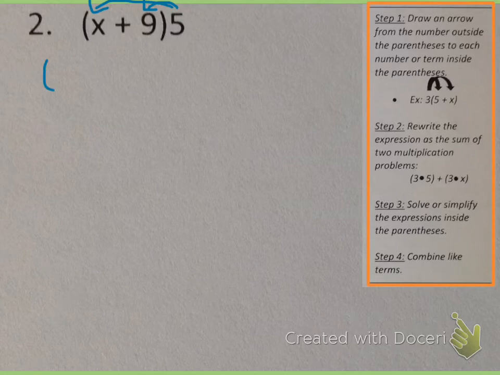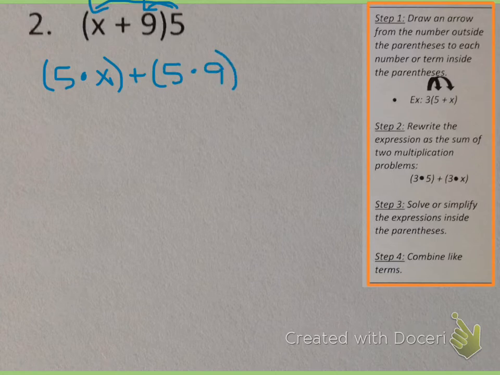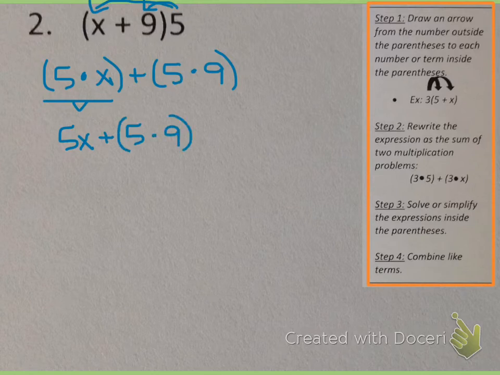So now we'll rewrite the expression as the sum of two multiplication problems, and I would probably just do it from left to right. So we have 5 times x plus 5 times 9. And remember, we're going to go one step at a time. So the first one I see is 5 times x. I don't know the value of x, so it's simply going to be 5x. And then we have plus 5 times 9. Well, that's 45, so we have 5x plus 45.